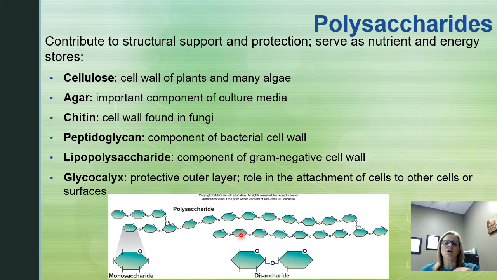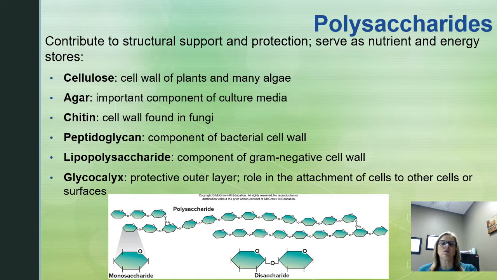It's a very long, you can see here, polysaccharide. So it's made of many of those repeating units of mono or disaccharides. All right, so we link those all together. We use agar here. This is an important component of what we're going to call our culture media. So this is what we grow our bacteria on. It's a polysaccharide. Chitin is another important polysaccharide here.